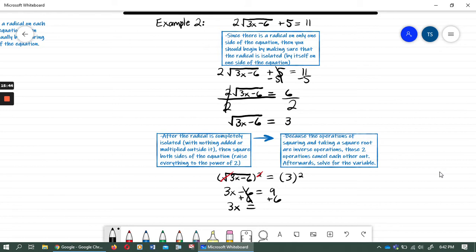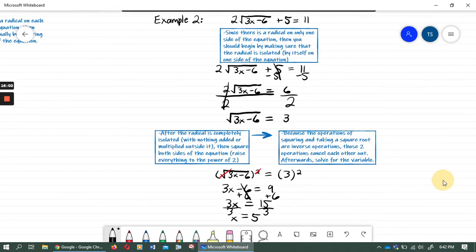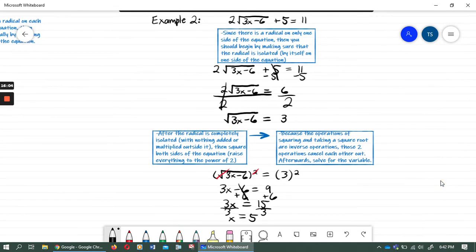All right, we've got 3x equals 15. And then, of course, the last step here is to divide by 3 on both sides. And 15 divided by 3 gives us 5. So x equals 5, and that is our solution for this particular example.